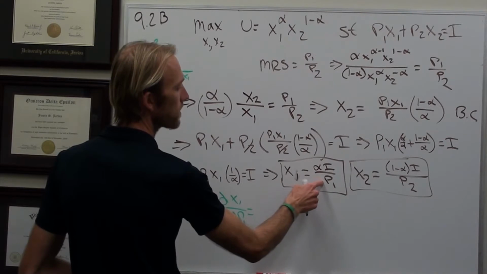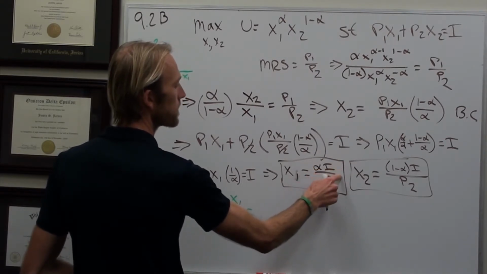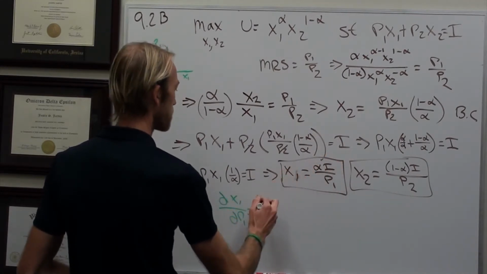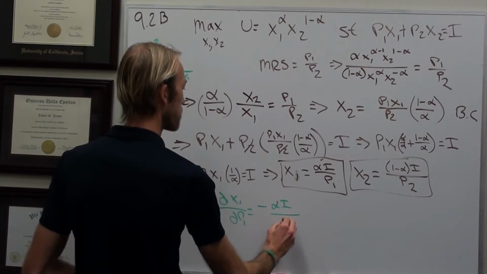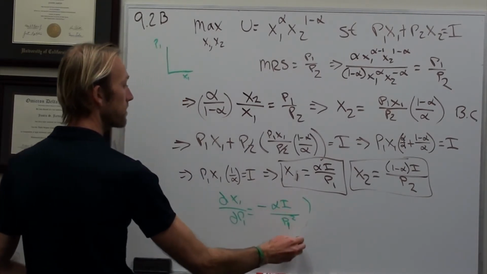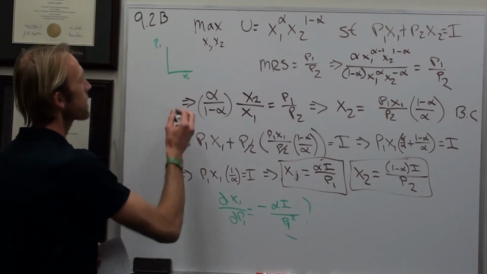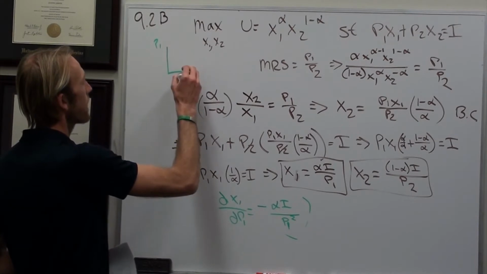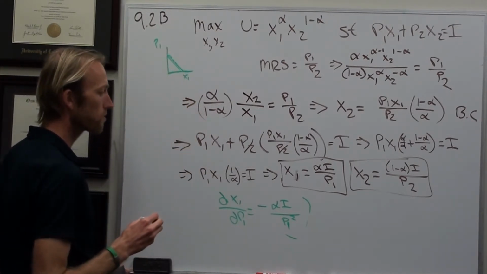Well, remember, the P1 on the bottom is actually P1 to the negative 1. So if I imagine this is P1 to the negative 1, I bring down the negative sign. So I'll have negative alpha income over P1 squared. That's negative, so you can see as P1 goes up, x1 goes down. I'm talking about a downward sloping curve right there.